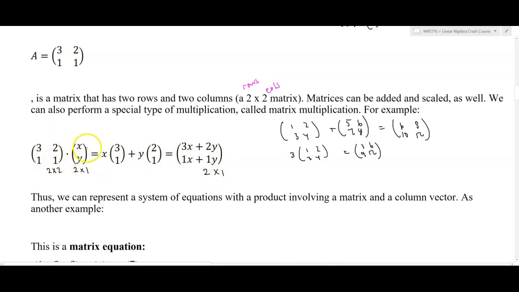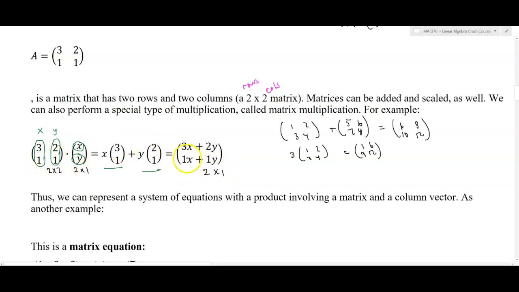And the way matrix multiplication takes place in a visual form is the elements of the second matrix multiply or scale the vectors of the first matrix. So here, if you were to tip over this vector on top, you would see that the x is going to multiply the first column, the y is going to multiply the second column, and then by definition, we're going to add those two together. So x times the 3, 1 vector, y times the 2, 1 vector, add those together. That's how matrix multiplication is defined. We get 3x plus 2y and 1x plus 1y.